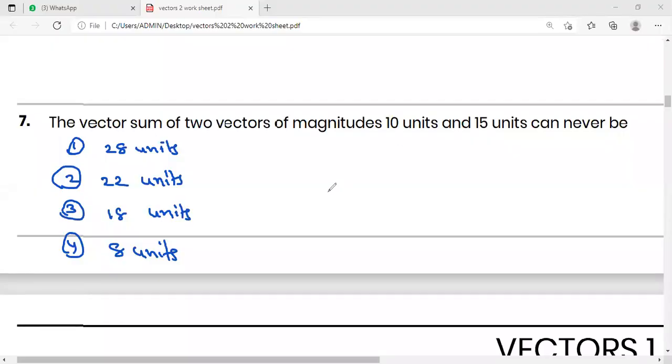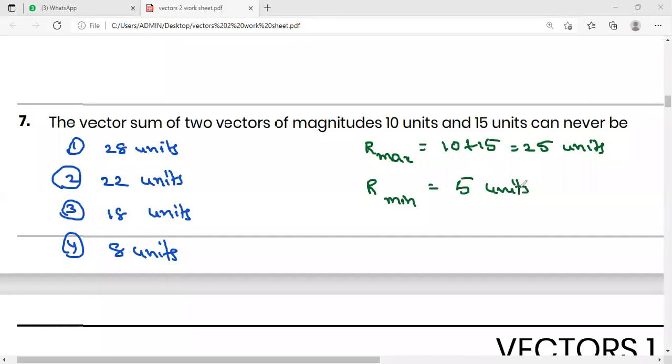The vector sum of two vectors of magnitudes 10 units and 15 units can never be. Always the result is in between maximum and minimum only. What is the maximum value of resultant for 10 and 15? The maximum result will be 10 plus 15, that is 25 units. What is the minimum value of resultant? 5 units, the difference. So answer should be in between 5 and 25 only.